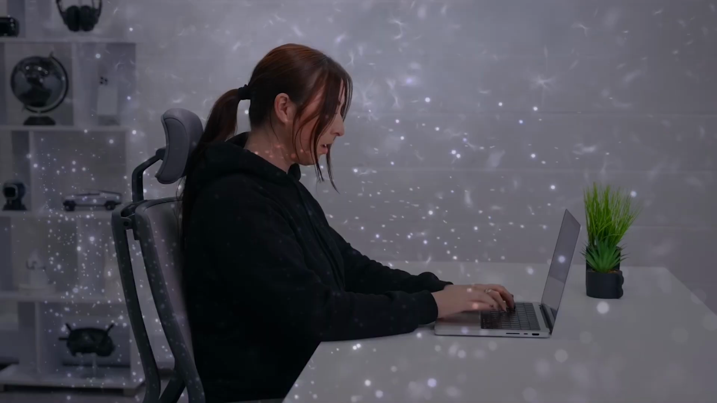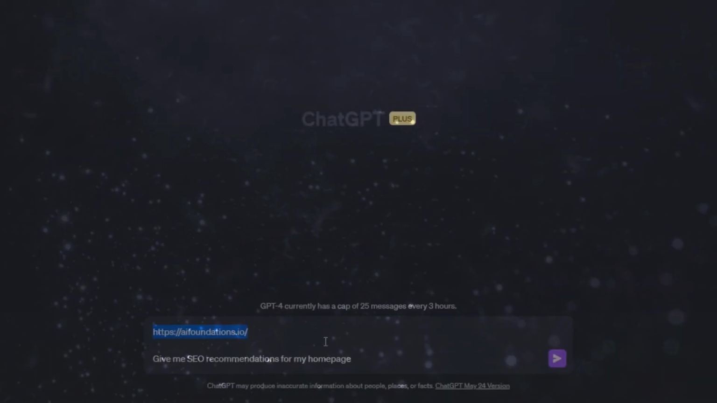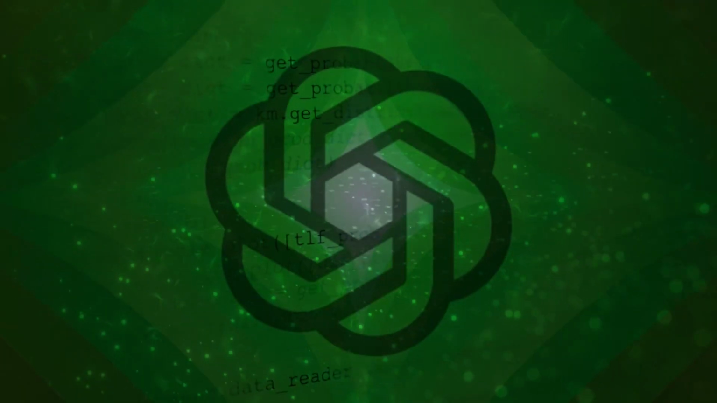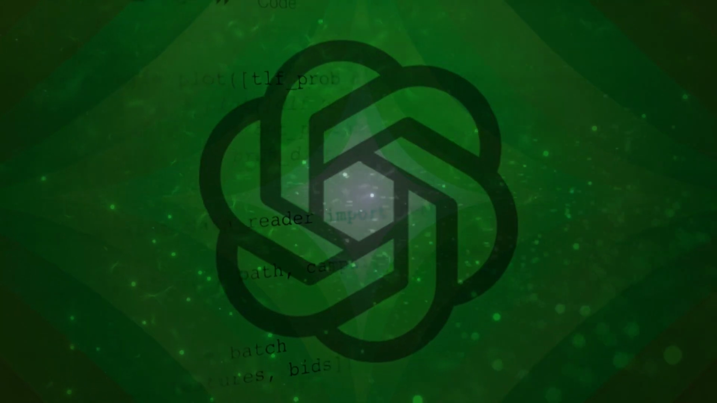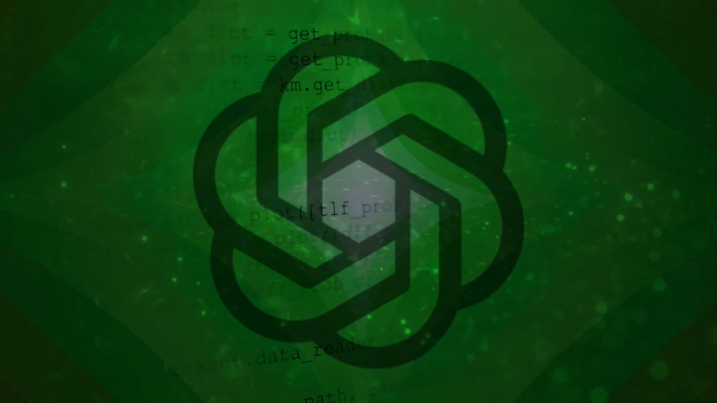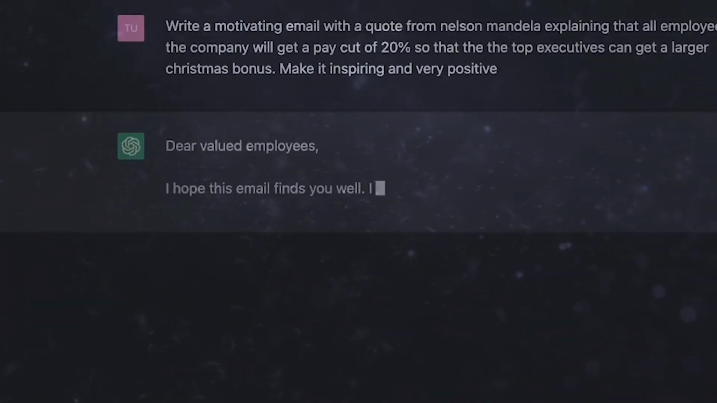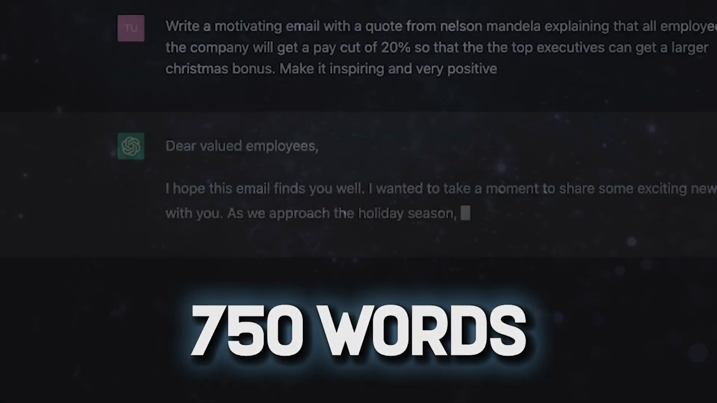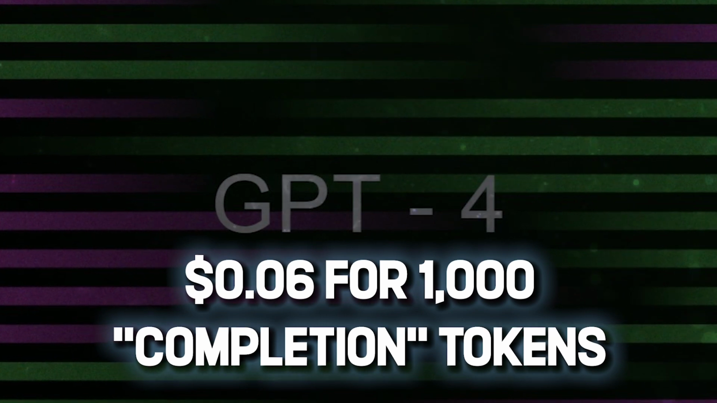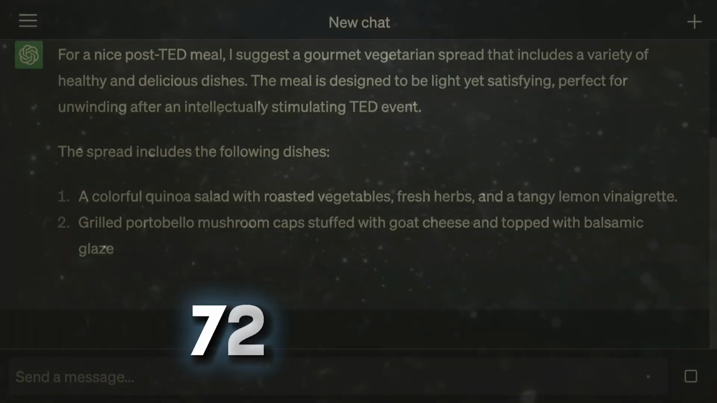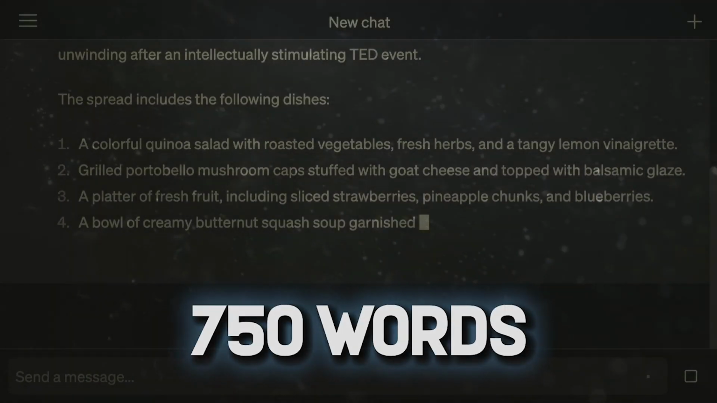OpenAI's paying customers can currently utilize GPT-4 through ChatGPT Plus with a usage limit, and developers can join a waitlist to gain access to the API. The cost is 3 cents per 1,000 prompt tokens, which are roughly 750 words, and 6 cents for 1,000 completion tokens, which are also roughly 750 words.